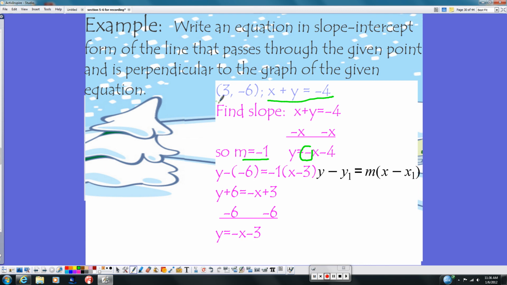Now I have my slope. They gave me my point. Again, using point-slope form, I use y minus a -6 equals -1 times x minus 3. Distribute that -1. I get y plus 6 equals -x plus 3. They want our equation in slope-intercept form, so we're going to subtract 6 from both sides to get y equals -x minus 3.